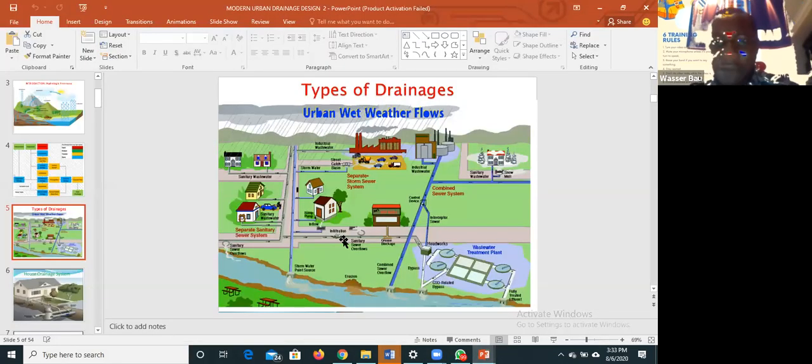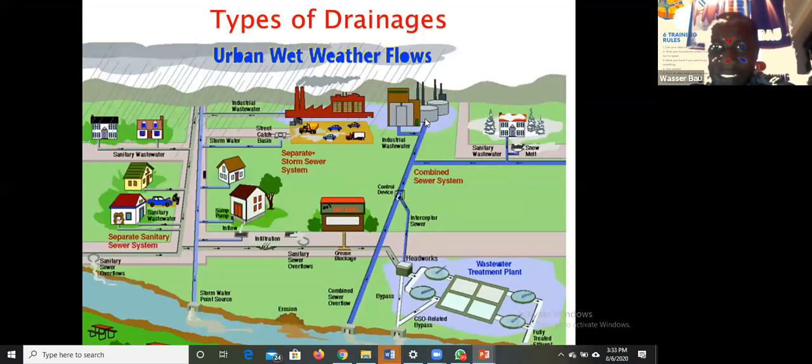So here you have the SIWA again. You see we have the single system and the combined system. Now the combined system simply means that because of space and because of finance, but with high-tech technology, you can actually combine your sewer line.